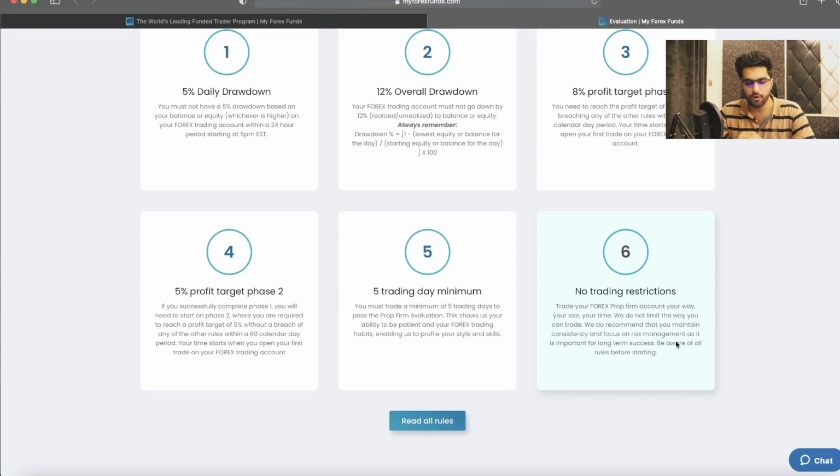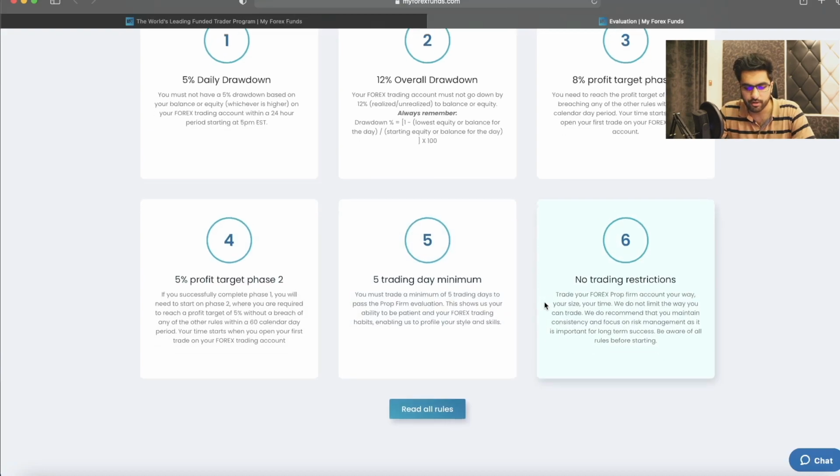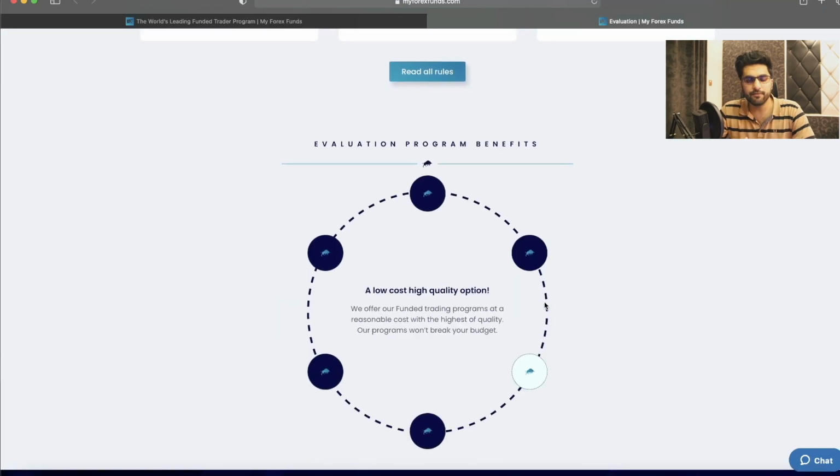Be aware of all rules before starting. So 5% daily drawdown limit, 12% overall drawdown limit, 8% phase 1 target, then 5% phase 2 target, minimum 5 days requirement on each phase, and no trading restriction. So if we scroll down, there are some benefits of the evaluation program mentioned here as well.